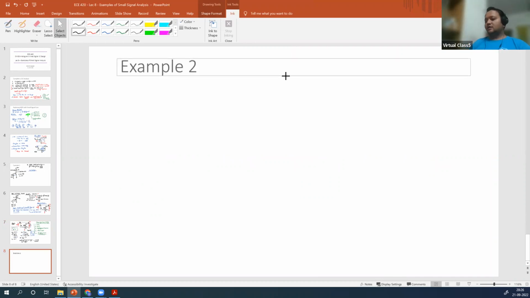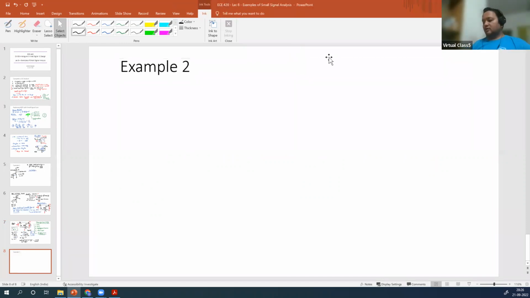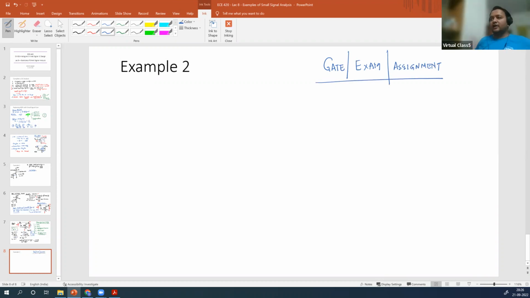Okay, we'll add a few more elements into our design. You will get a note, I am giving you information: GATE question, exam question, assignment question. Pay attention. This can come in any or all, or any two, or any one of them. This will be a common feature.